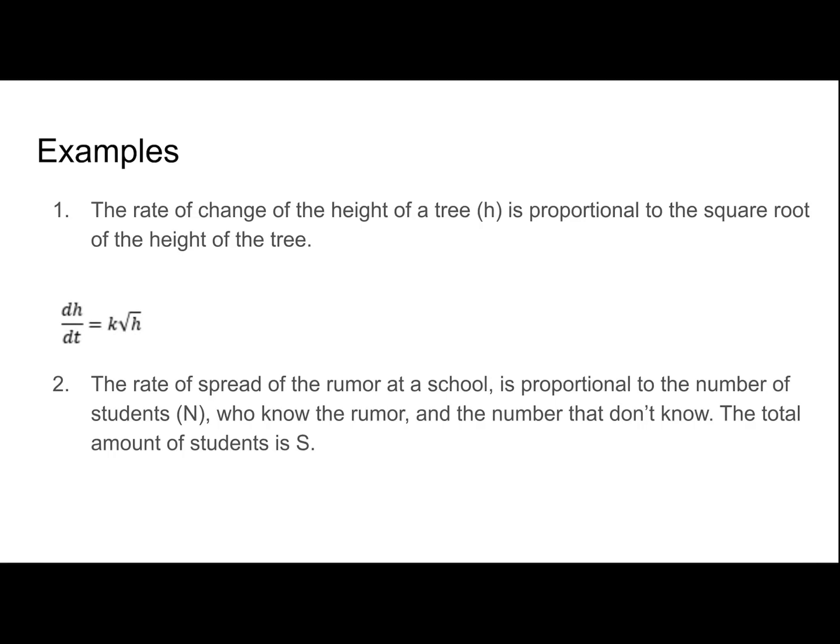In terms of question 2, the rate of spread of a rumor at the school is proportional to the number of students N who know the rumor and the number that don't know. The total number of students is S. So the number of students that do know the rumor is N, and the number of students that don't know the rumor will be the total number of students minus the number who know, so S minus N. Since the rate of spread of the rumor is proportional to both the students that know and the students that don't know, dN over dt equals k, some constant, multiplied by N, the number of students that know the rumor, and S minus N, the number that don't.